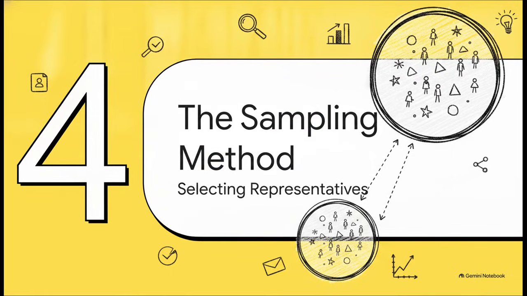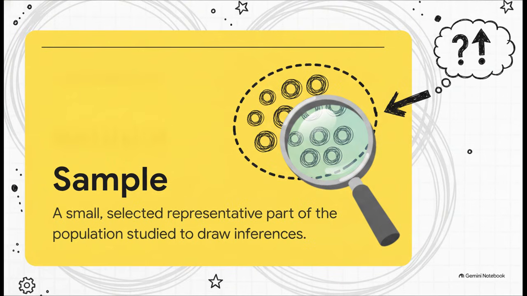That leads us nicely into Section 4, the sampling method. To solve that massive resource drain, we rely on a completely brilliant scientific workaround. Instead of exhaustively testing every single item in the universe, the sampling method relies on, you guessed it, a sample. A sample is simply a small, selected, representative part of the population. Under this method, the investigator studies just this small group, and based on what they find, they draw educated inferences for the entire universe. Essentially, you study the part to make conclusions about the whole.